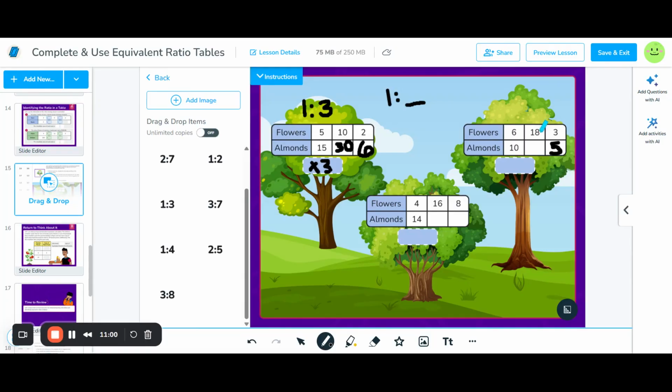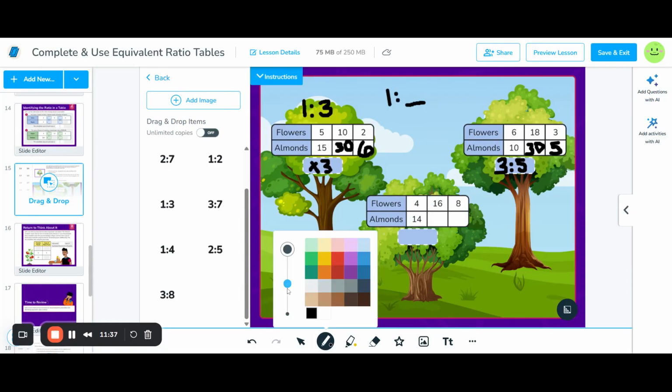And then let's see. So 18. Okay. So if 6 to 10, this is like 6 times 3 is 18. So then we're going to do 10 times 3, and that's going to give us 30. So the ratio here is 3 to 5. 3 flowers gives you 5 almonds. Okay, last one here. This one has 4 flowers to 14 almonds. Okay, so we can scale up from there.